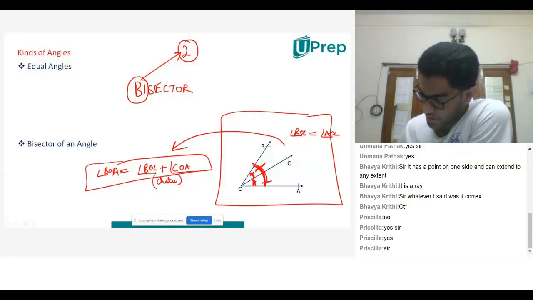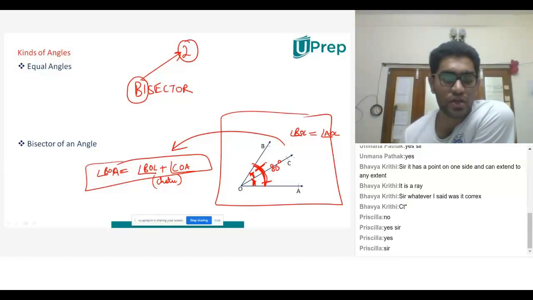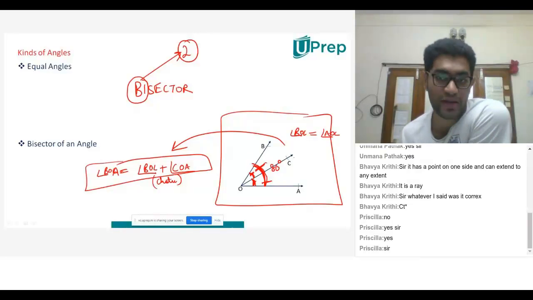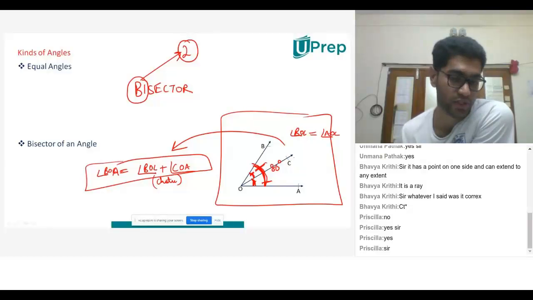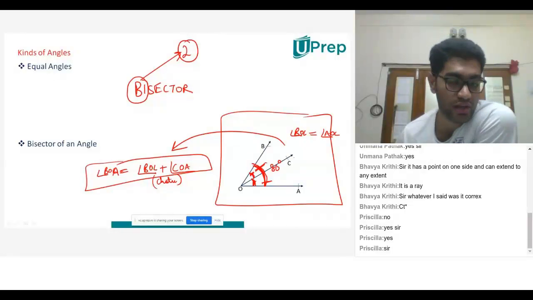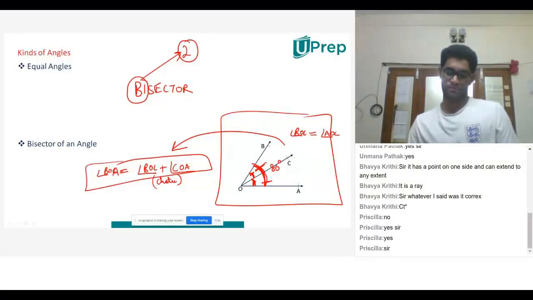Now, if I tell you angle BOA is 80 degrees, what is angle BOC, guys? Given that OC is the bisector, that is a very important condition. When I say bisector, that means two equal halves. So what do angle BOC and angle COA become? Jaldi, jaldi, jaldi.